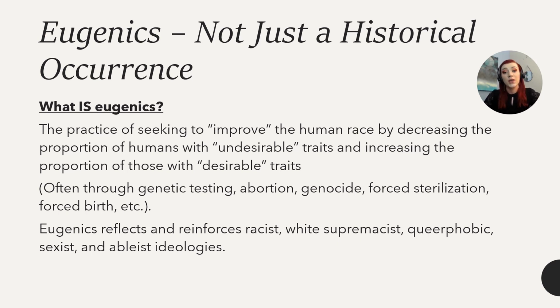Across the board, eugenics beliefs and ideologies reflect a lot of racist, white supremacist, queerphobic, transphobic, homophobic, sexist, ableist, and classist ideologies. All of those isms and phobias that we talk about in sociology really come to a head with something like eugenics, which can lead very directly and very quickly and easily into things like genocide and other very, very violent types of discrimination.